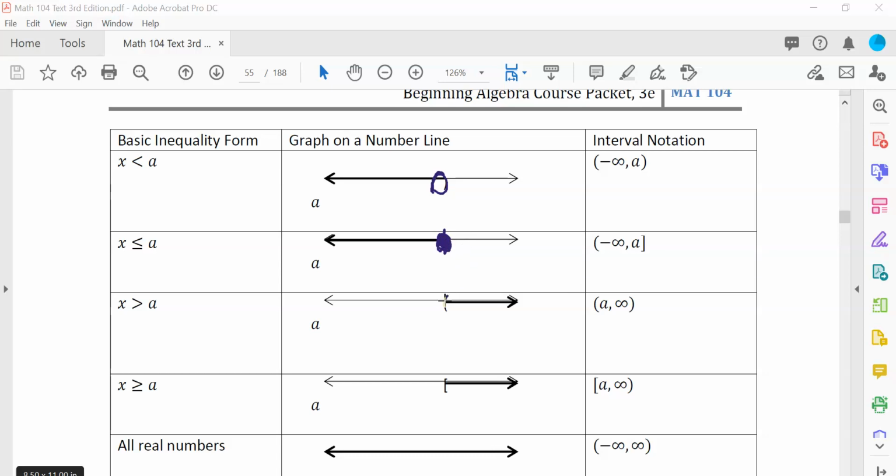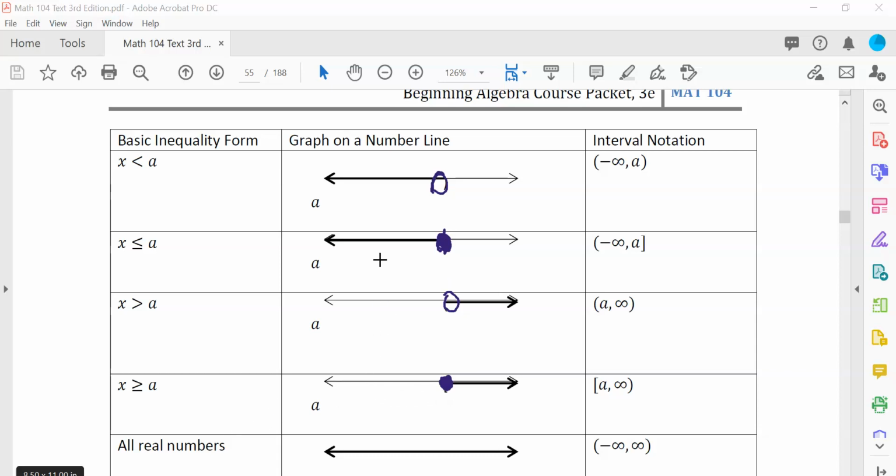An open circle here, a filled in circle here. We call this filled in circle a closed circle. All right. So go ahead and do that in your book. Open circle with the less than and with the greater than, and then a closed circle with the less than or equal to and the greater than or equal to.